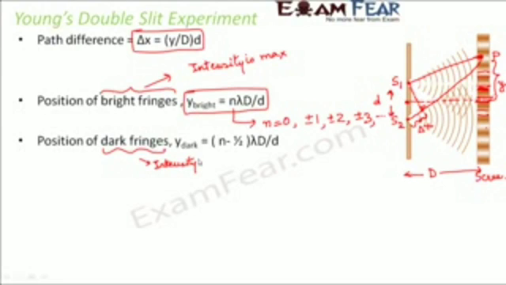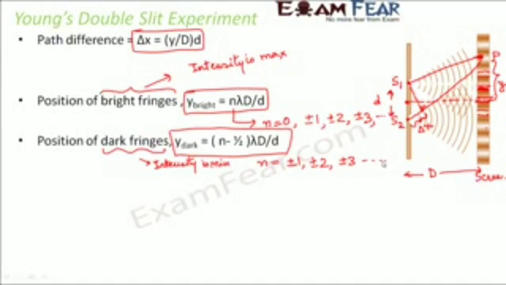is minimum. Now the condition or the expression to find the position of the dark fringes is (n minus 1 by 2) lambda capital D by small d. Here the value of n starts from 1. Why is that? Because at the center you cannot have both bright and dark fringe. At the center you only have a bright fringe.